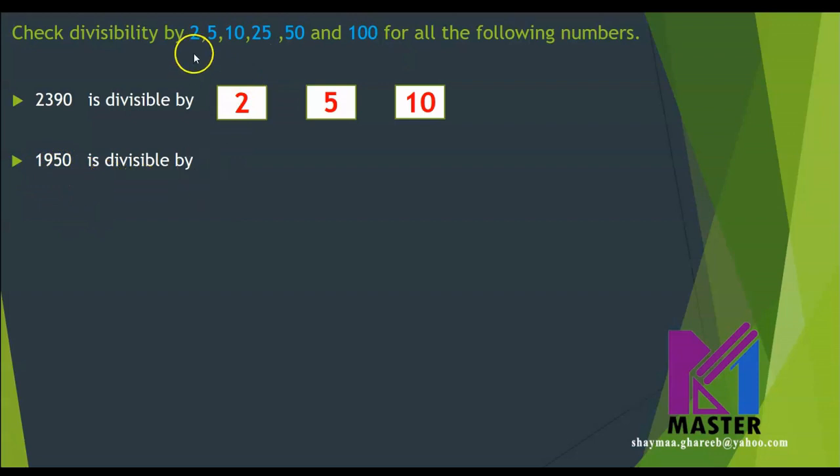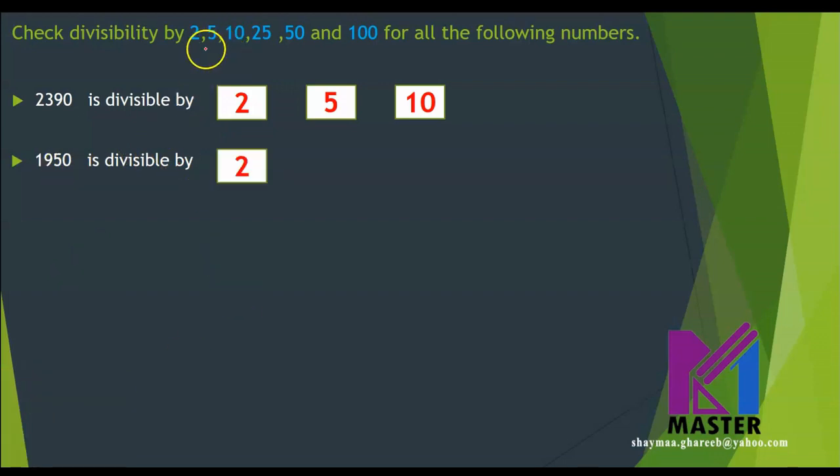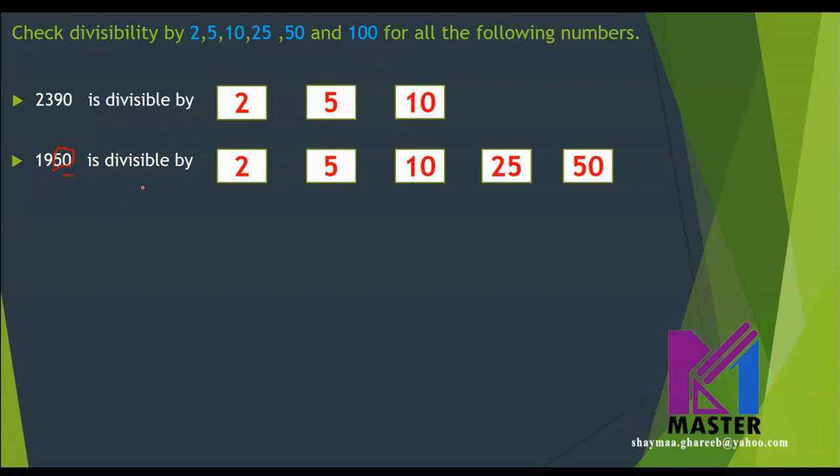1950 is divisible by, what about the 2? Yes, it ends with 0, so it will be divisible by 2. What about the 5? Yes, it ends with 0, so it's divisible by 5 and divisible by 10 as well. What about the 50? Is it divisible by 50? Yes, because it ends with 50. Is it divisible by 100? No, the number is divisible by 100 if it ends with 00.